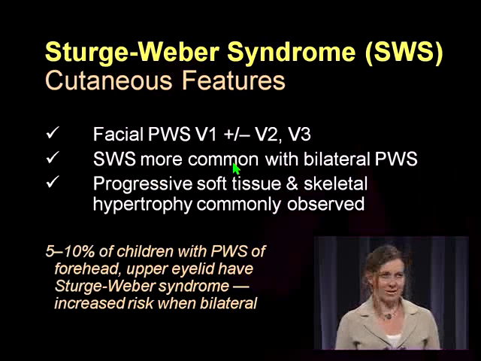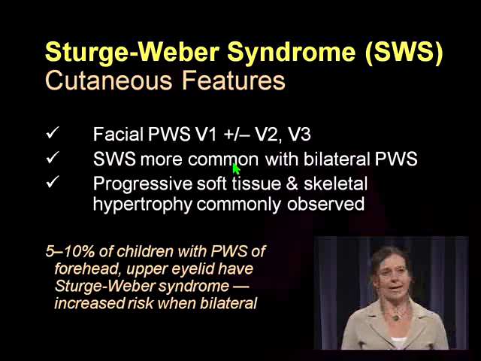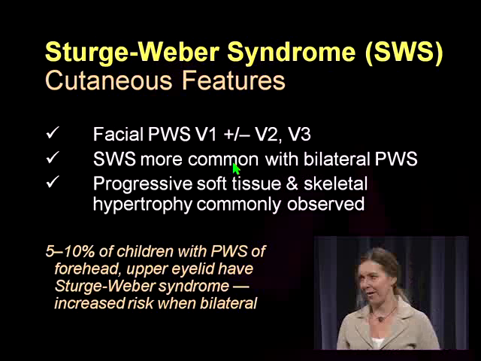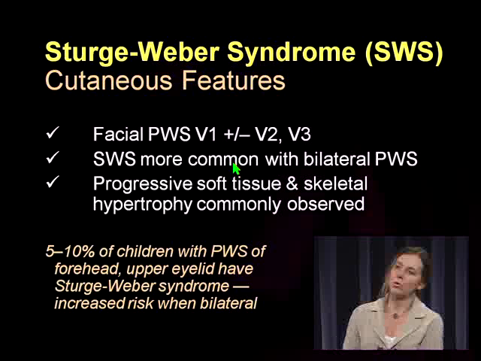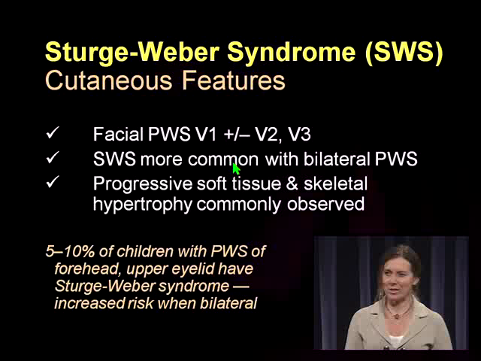and the Sturge-Weber syndrome. Sturge-Weber syndrome is typically seen in the setting of a facial port wine stain that involves V1 plus or minus V2 and V3. And it has been observed that it's seen more commonly in children who have bilateral facial capillary malformations. Another thing that is seen, and may give you a clue, is that you are more likely to see progressive soft tissue and skeletal hypertrophy in the setting of Sturge-Weber syndrome for reasons that are not well understood.